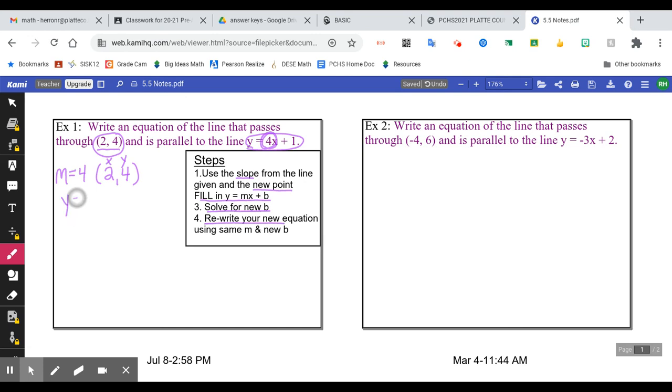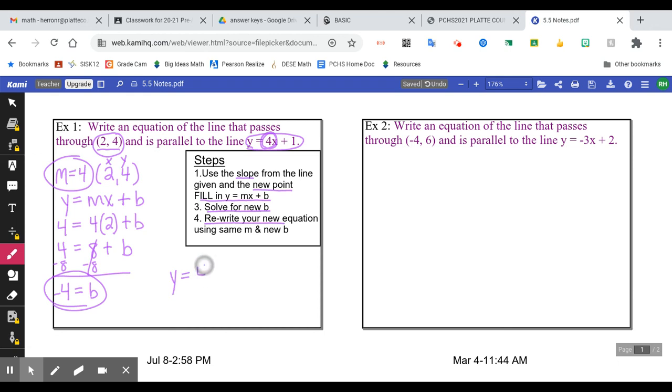So we've got y = mx + b, and we're filling it in from left to right. 4 = 4 times 2 + b, y, m, x, and b. 4 = 8 + b. 8 is positive, so I subtract it. And then 4 minus 8 is negative 4. So here's my m, here's my b. My new equation is y = 4x - 4.